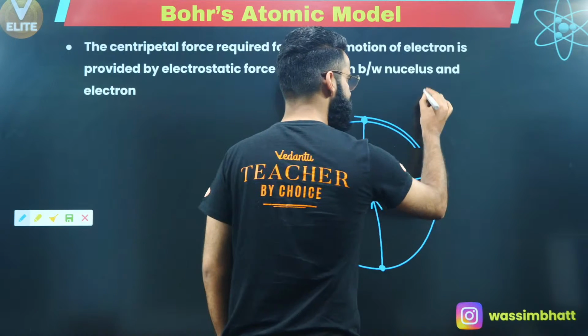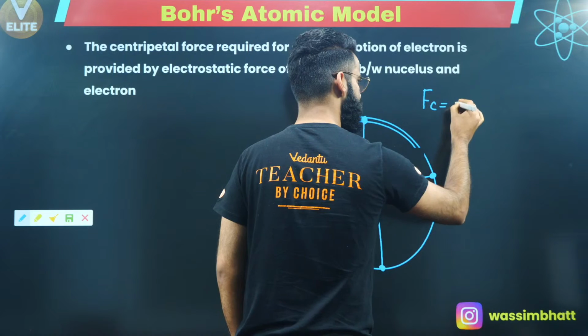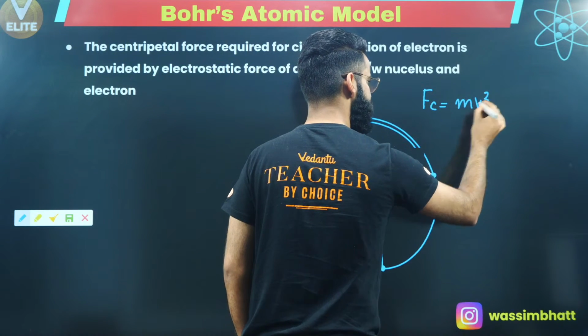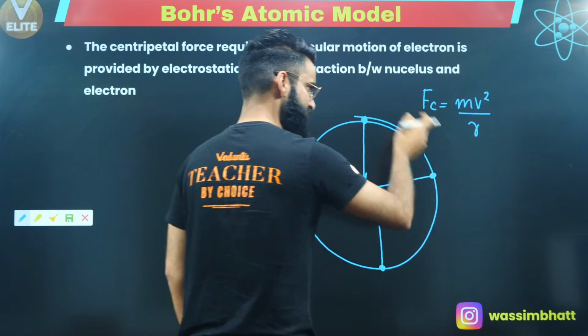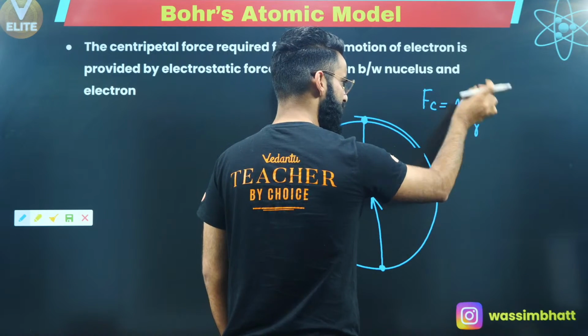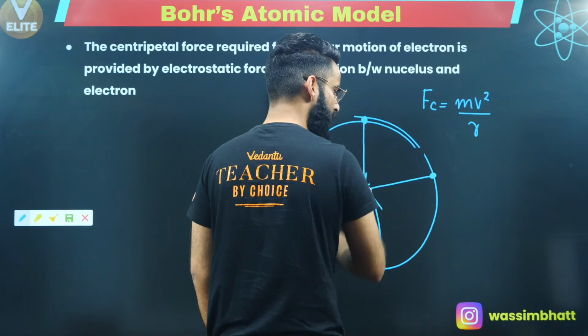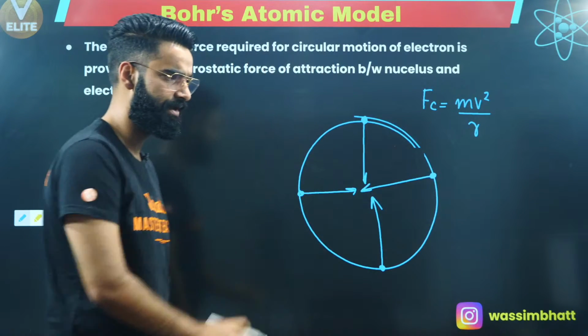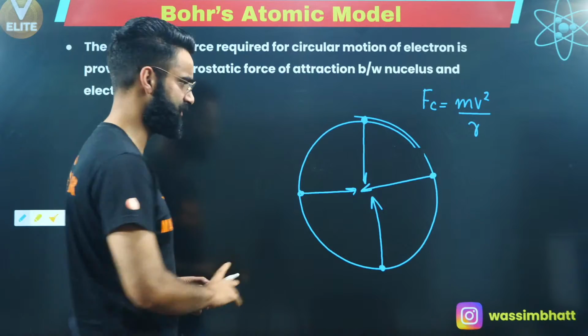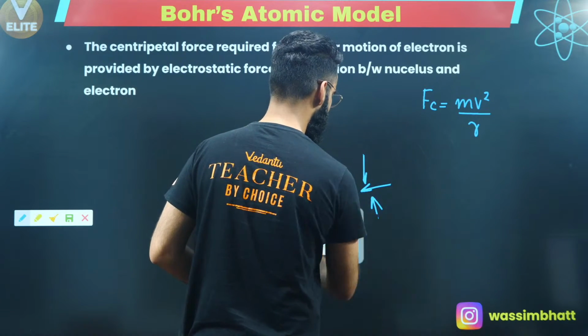And what is the magnitude of this centripetal force? Centripetal force is always equal to mv squared divided by r, where m is the mass of the object which is moving in the circular path, v is the velocity which the object carries, and r is the radius of the circular path. This is something which all of you must be familiar with. Why am I telling you? There is a reason for it.